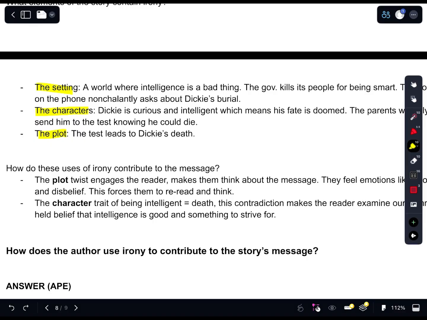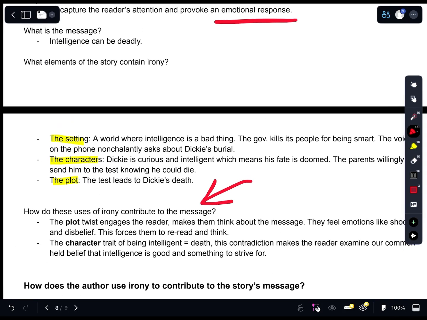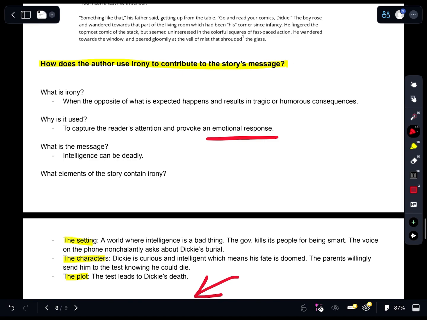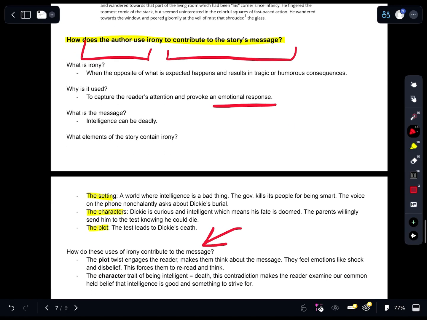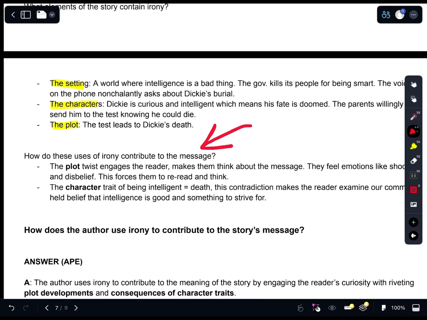Okay, so now we know that. We know where the irony is located in the story. So that's good. We found that. But how do these uses of irony contribute to the message? That's the main part of the question here. So we've got what irony is. We've got where it is. And now we have to figure out how it actually helps the story's message get passed along.